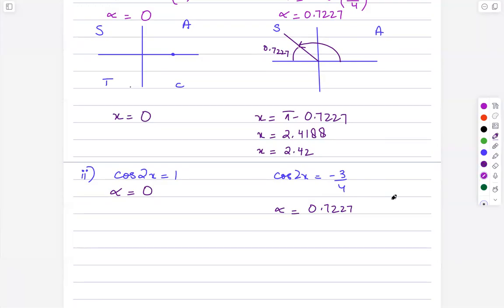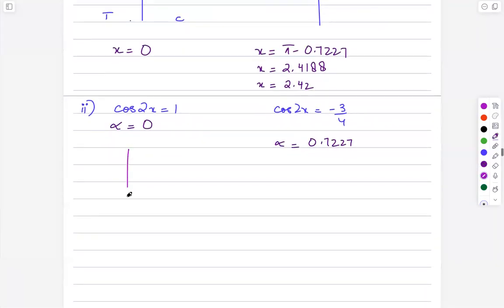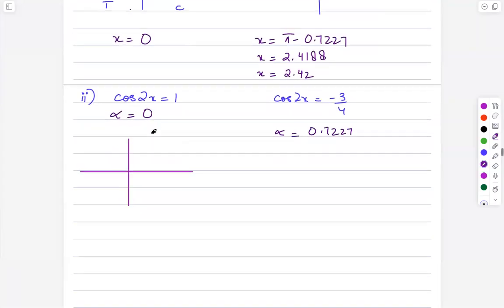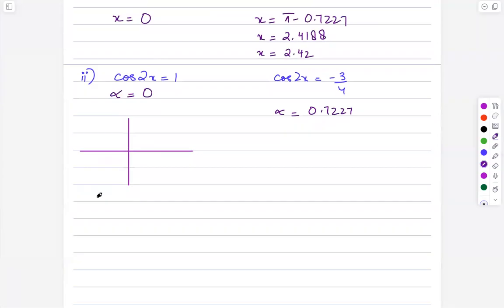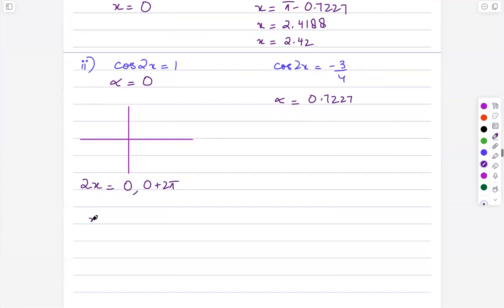Now this 2x basically represents a second revolution, so it means we can have more than the two values of x that we previously had. So when it is 2x, we add 2 pi to the answers. One of the values was 0, we can add 2 pi to this answer, and this will be 2x. So 2x will be equal to 0 and 0 plus 2 pi. So over here, the x values will be 0 and 2 pi divided by 2, which becomes pi.